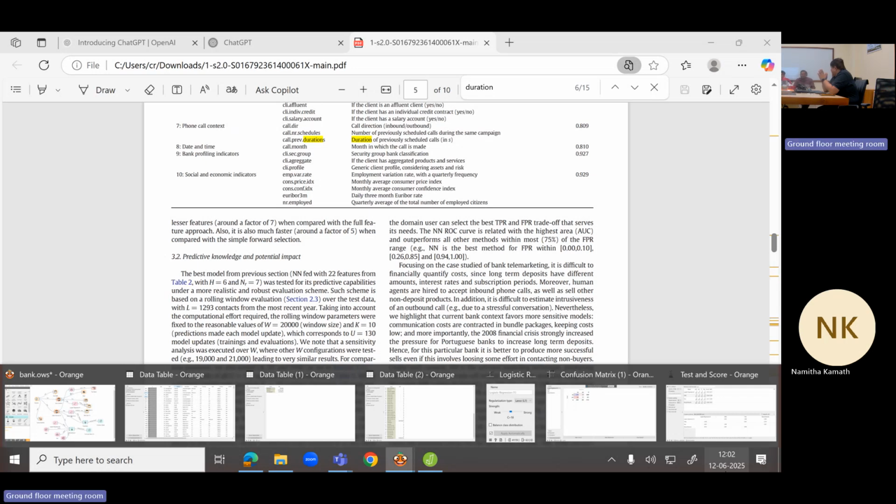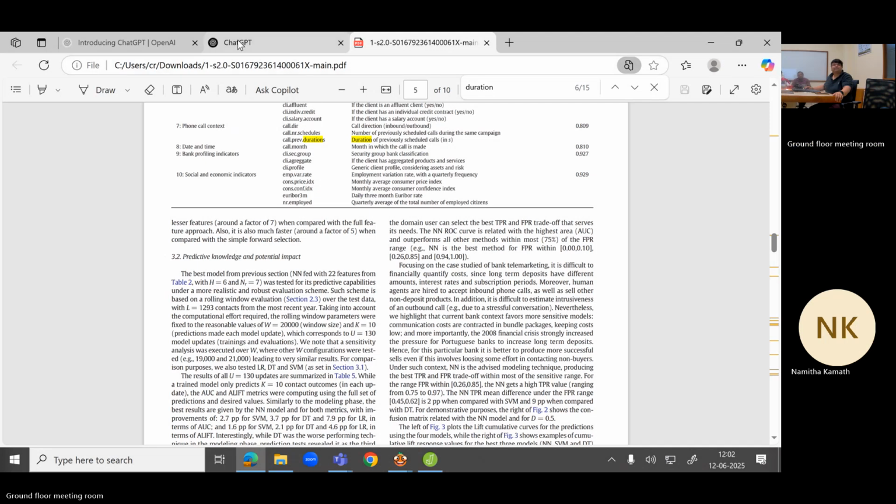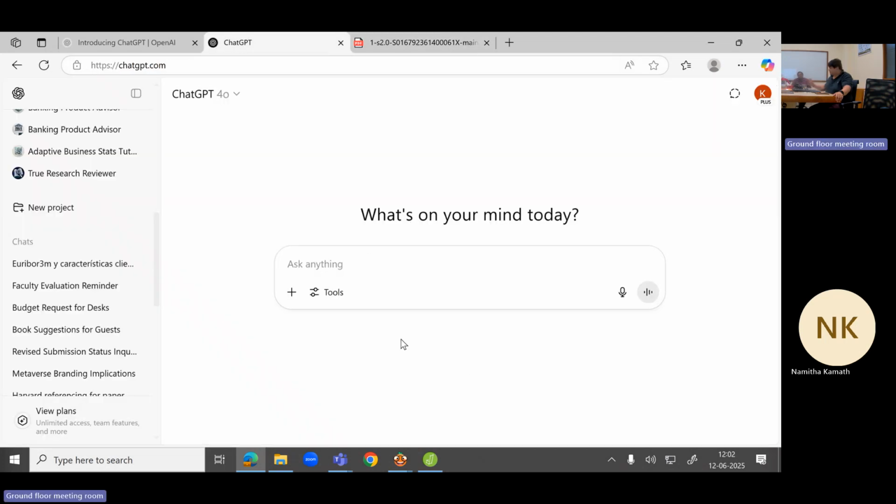I'll use multiple. I can show you how it's done. So this is a smart way of using the chat GPT, rather than just asking it some question. Like for instance, first thing what you should do is supply the paper or supply whatever material you have.